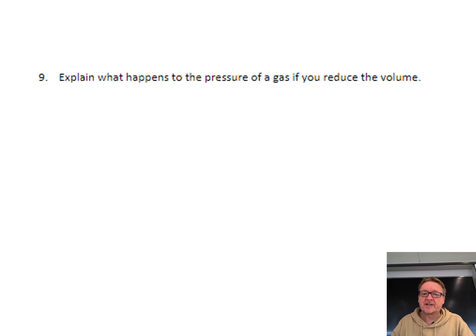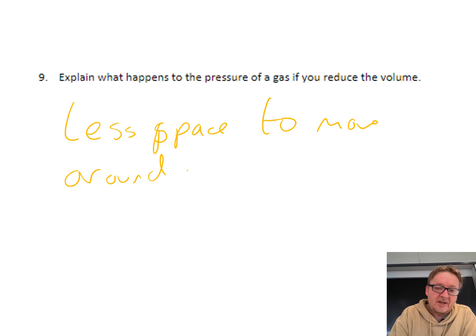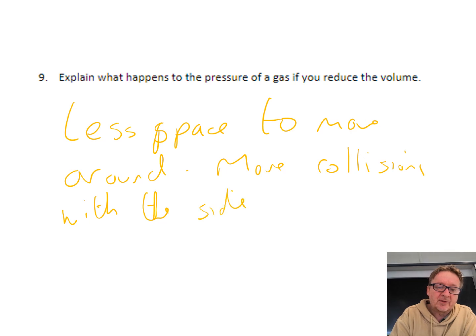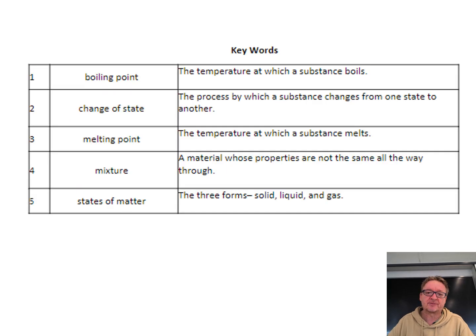Explain what happens to the pressure of a gas if you reduce the volume. Right, if you reduce the volume, then there is less space to move around. Therefore, there'll be more collisions with the side. Okay, and what that will do then is that will increase pressure, because what you're doing is you're squashing more particles into a smaller area. So then there's going to be more pressure because the particles are heading to the outside.